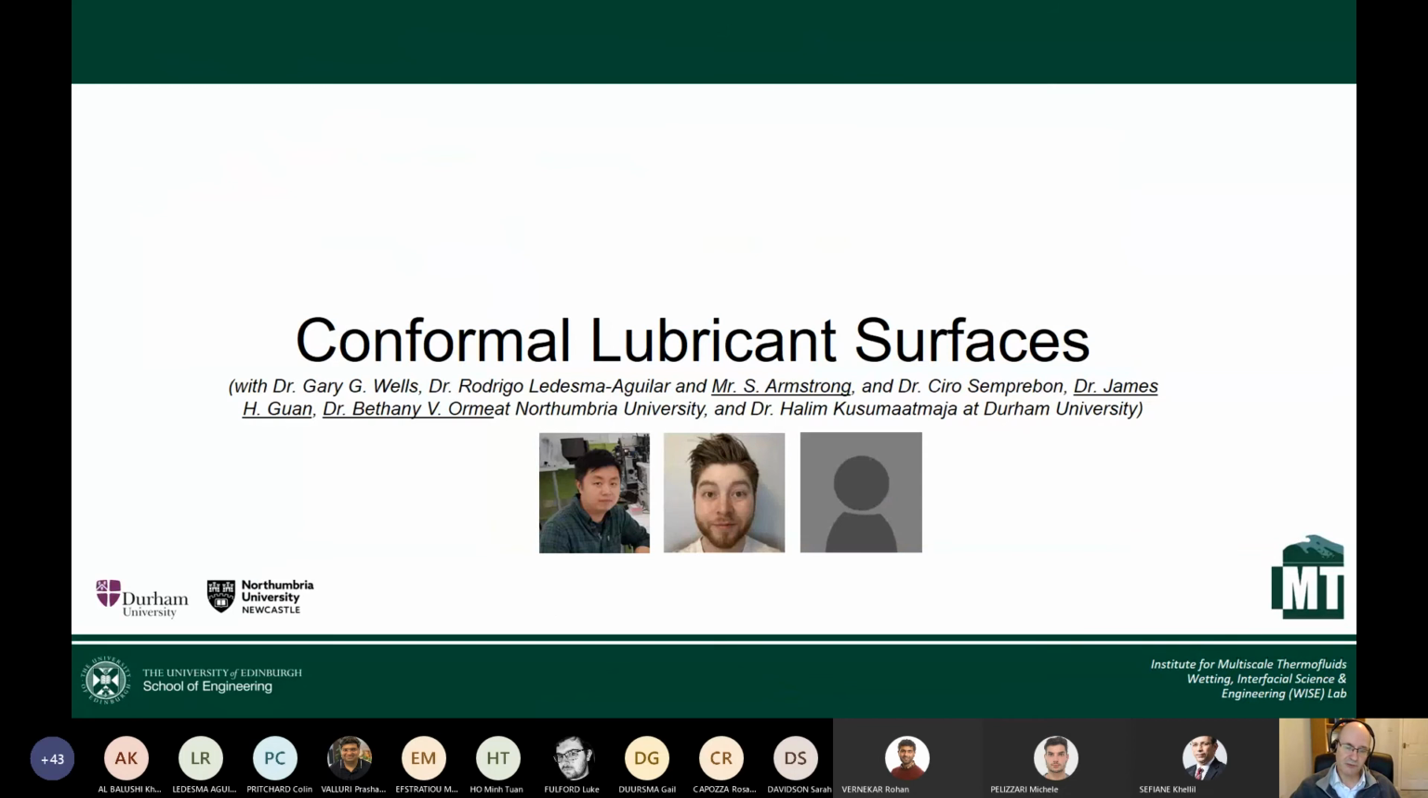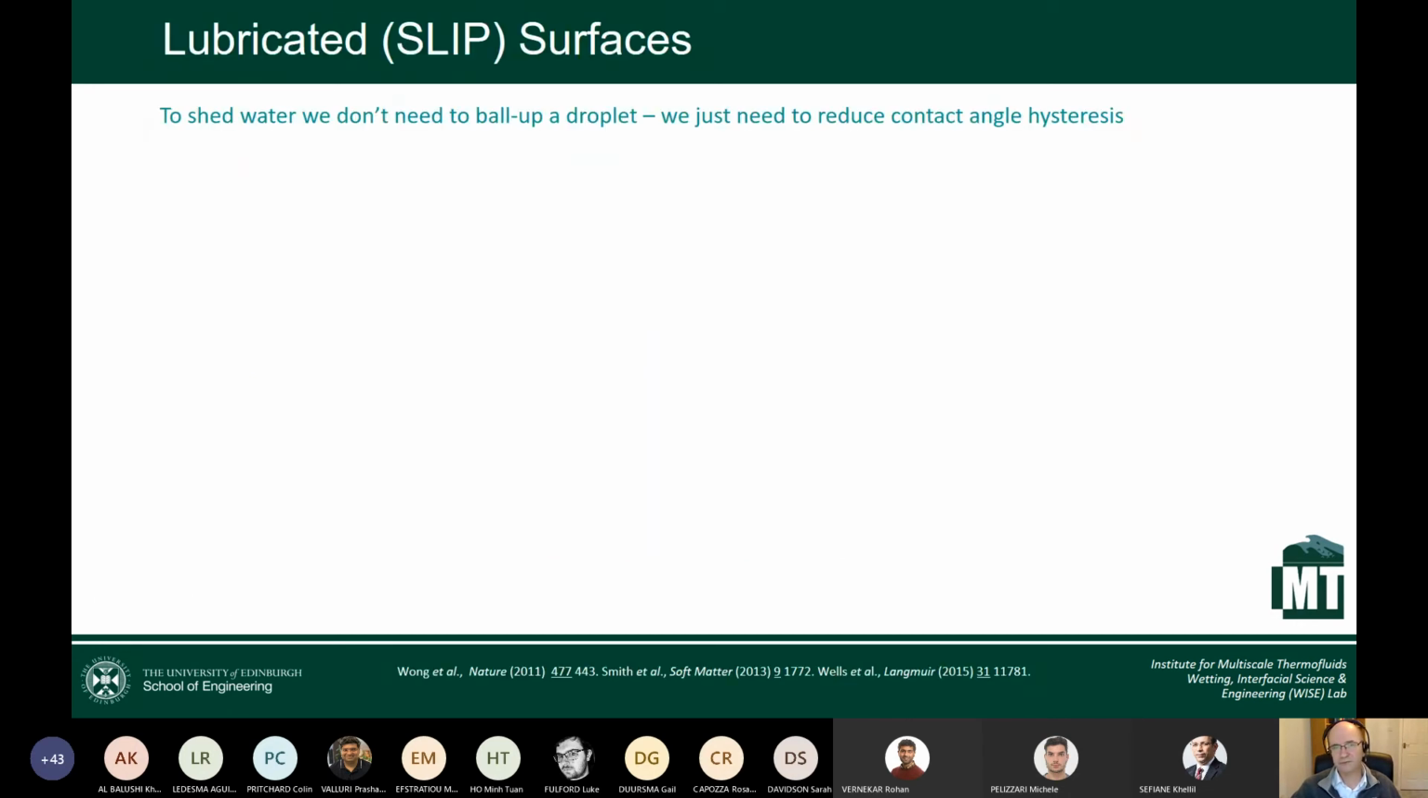What we've been interested in much more recently is conformal lubricant surfaces. So very thin layers of lubricant on a surface in order to lubricate the flow of something or the motion of something past it. So instead of using a layer of air as a lubricant, we now start to think in terms of oils. So we don't need to ball up a droplet in order to move it on a surface.